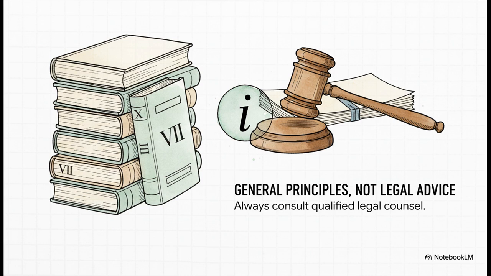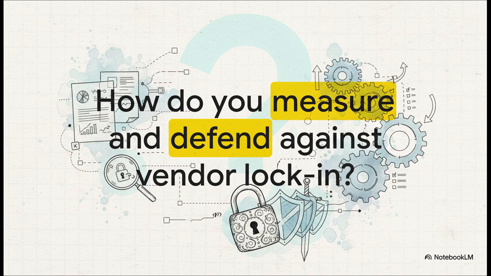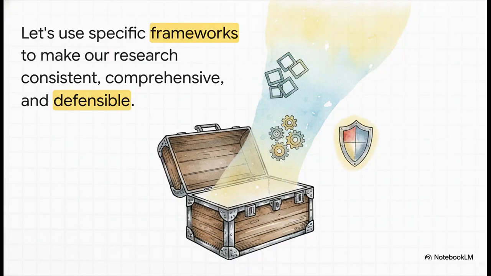So this is really the heart of the matter, isn't it? How do you take this abstract idea of lock-in and make it real? When you have to stand in front of your team or your boss and say, hey, I think this vendor is a risk, you've got to have more than just a hunch. You need facts, you need data, you need a process you can stand behind. So how do we do that? We do it by using the right tools for the job.